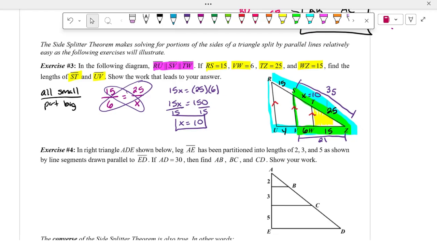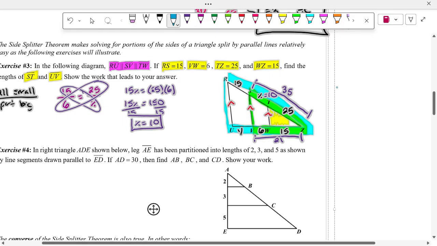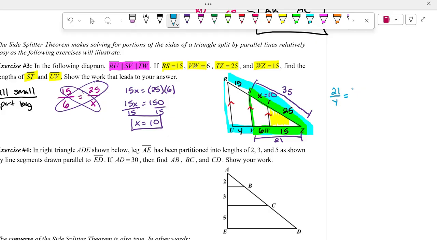Now, set my proportion. What do I got? 35 over 21 equals 15 over y. We already solved for x, guys. 21 over y, 20 over 15. You're right. How did you get that? I need a calculator.